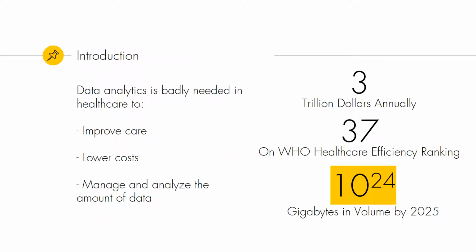Let's get started. So every year, the US spends around $3 trillion on healthcare, which is the most by any country in the world. However, it is ranked 37th on the healthcare efficiency ranking by WHO, which is a problem because once you spend that much money, you're expected to be ranked a little bit higher, especially if you look at developed countries alone. America is in the bottom half in terms of healthcare delivery and efficiency.